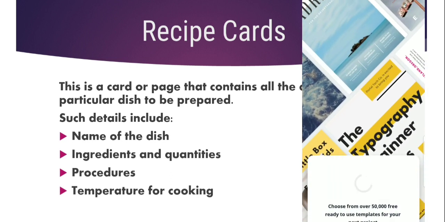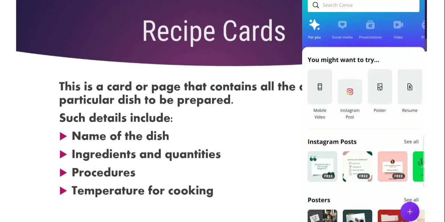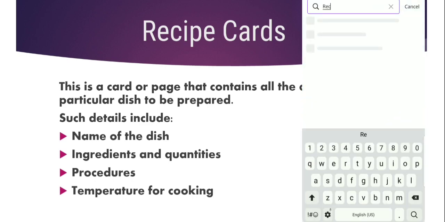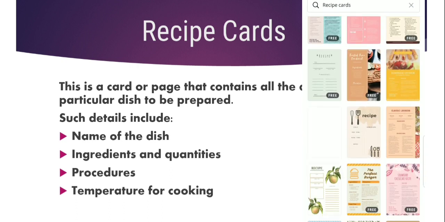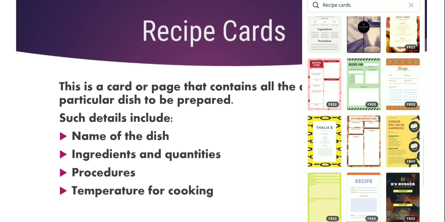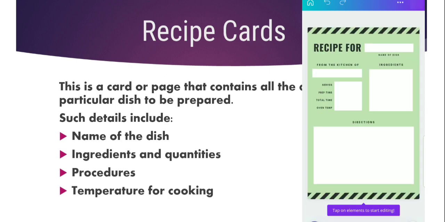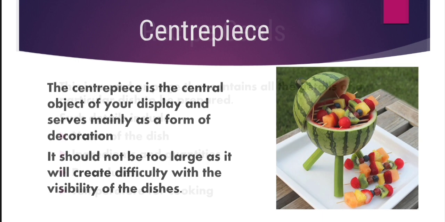On the screen, you should see a mini tutorial showing how you can access recipe card templates using the app Canva. Now, of course, if you don't want to use the app Canva, you can always handwrite or type your recipes on blank paper or index cards, and then the recipe cards can be placed inside the pockets of your apron so that they are easy to access throughout the practical.